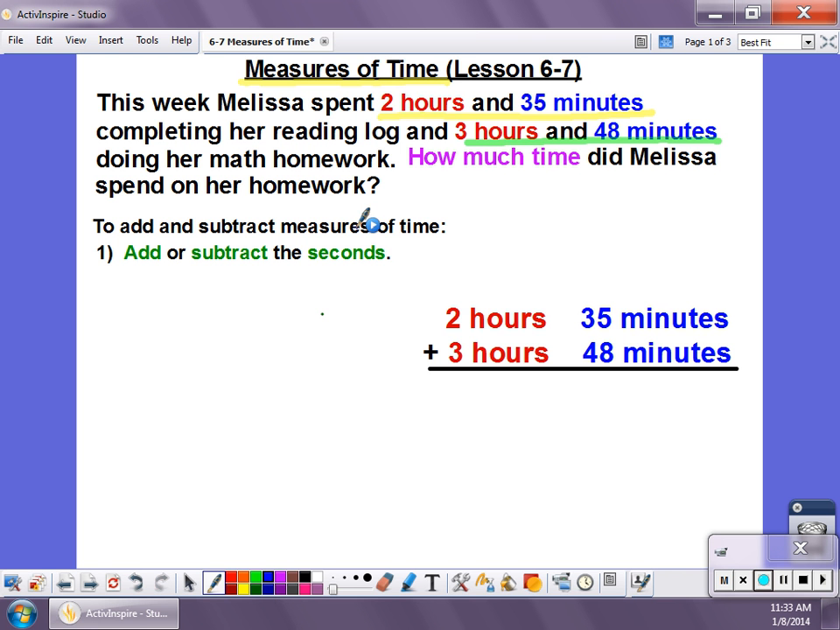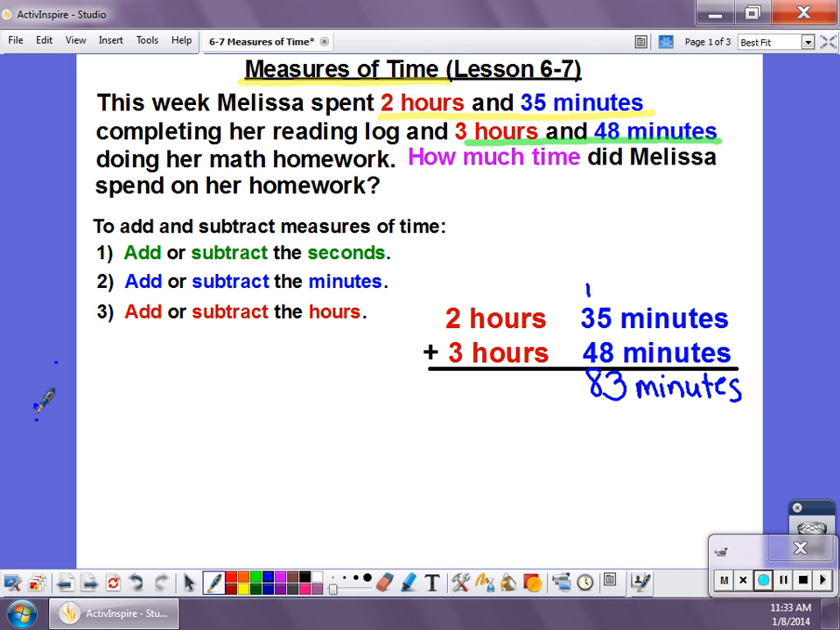So step number 1 is going to be to add or subtract the seconds. Well, this problem doesn't have any seconds, so we'll move on to our next step, which is to add or subtract the minutes. 35 minutes and 48 minutes. 5 plus 8 is 13. So that gives me a total of 83 minutes. Once I've added my minutes, my next step is to add or subtract the hours. 2 hours plus 3 hours gives me 5 hours. So in answer to this question, Melissa spent 5 hours and 83 minutes on her homework.